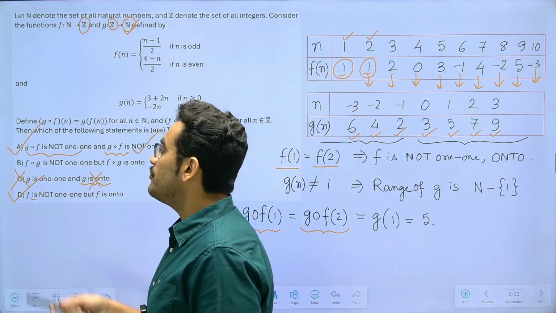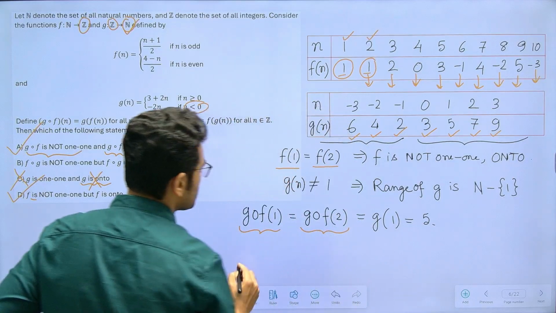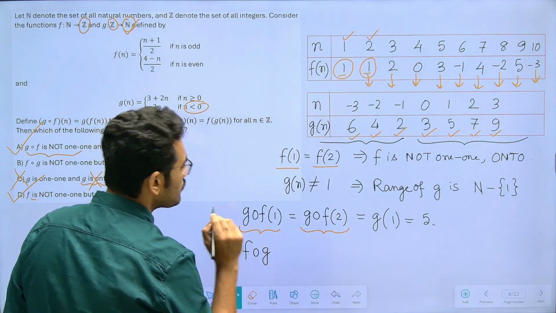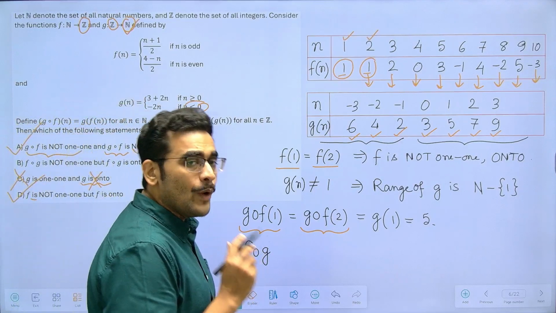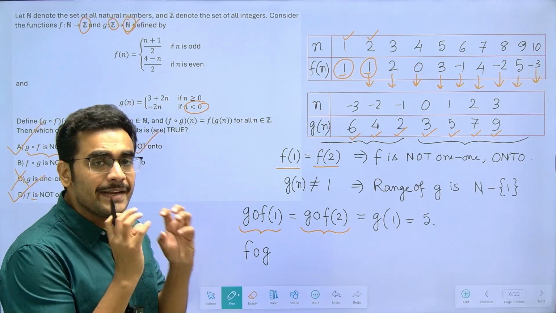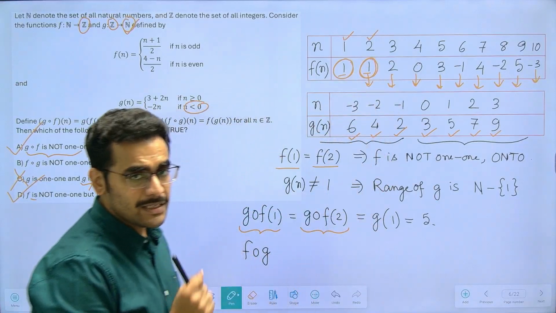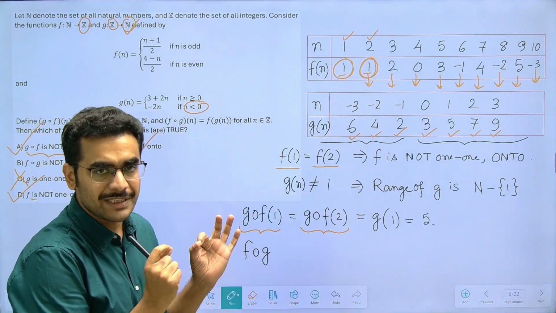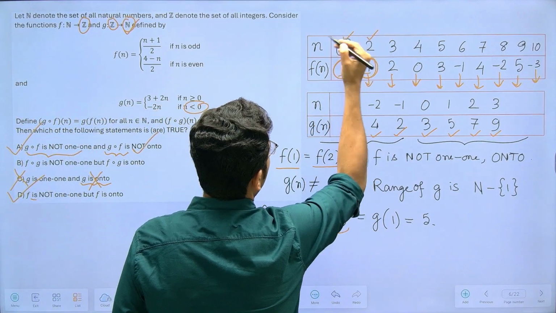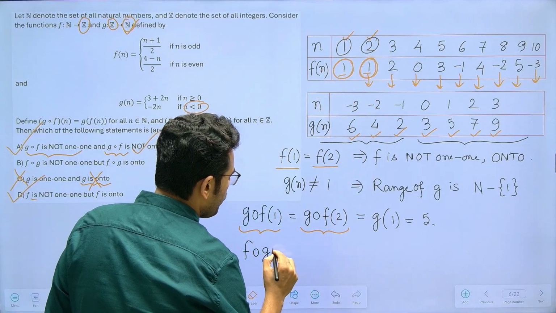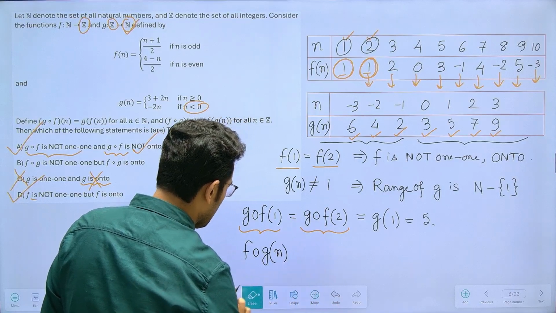And option B, if you verify, FOG is not 1-1. Now if you closely observe F of G, function F is repeating only the value 1 in the range, right? That's why it is a many to one function. So if you see, it is repeating 1 for 1 and 2. Okay. So FOGn equal to 1, if we solve this equation.